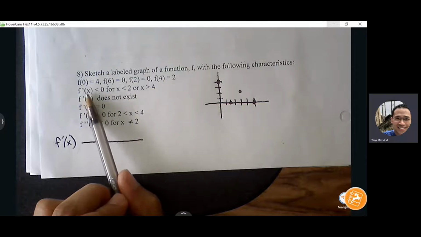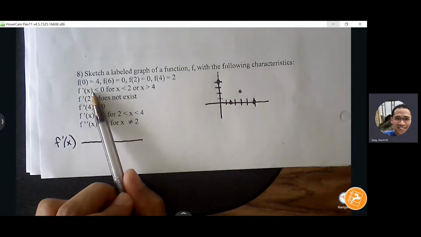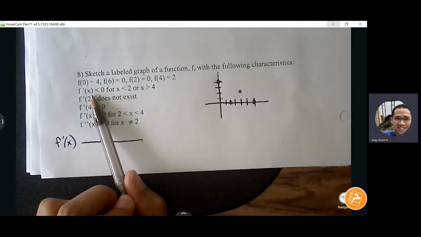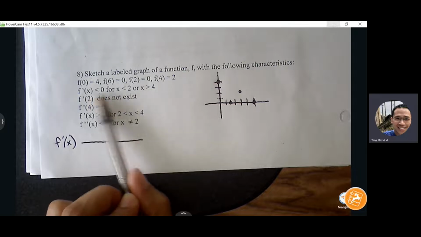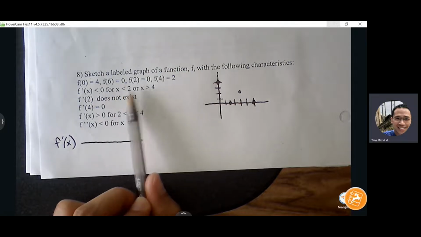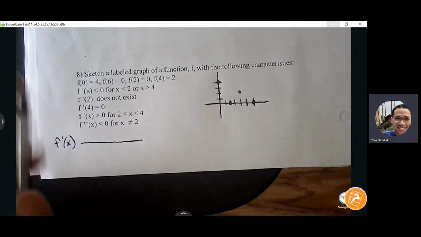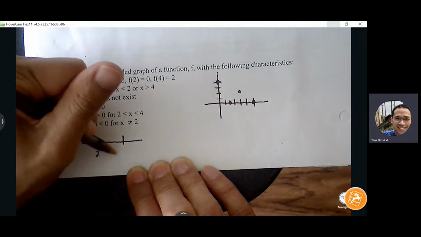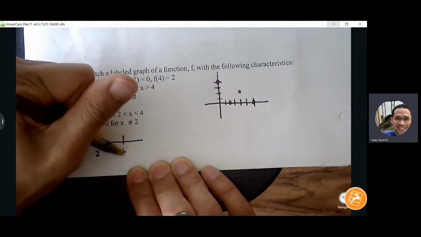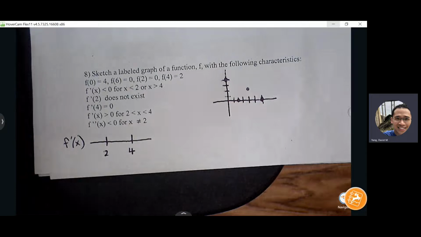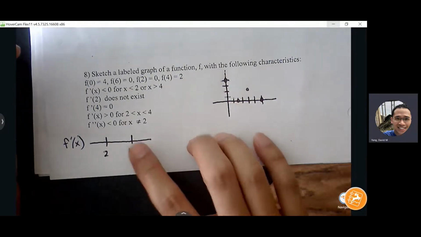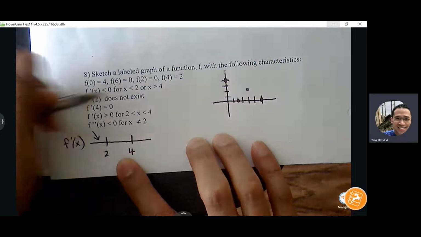Okay, f prime of x is less than 0. What's the way of saying that? Yeah, slope is less than 0, so negative. Where is the slope going to be negative? Left of 2 and right of 4. So if they give you x values, go ahead and put them onto your sign line. They're helping you to fill in those critical points there. So to the left of 2 and to the right of 4.